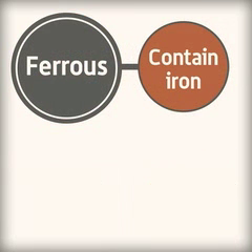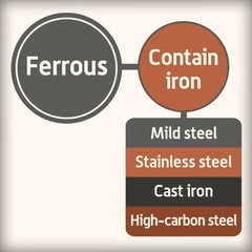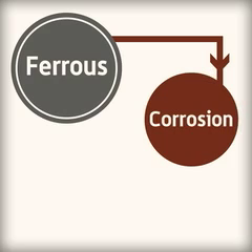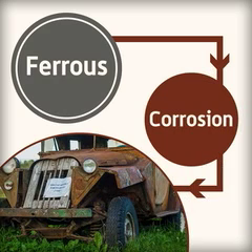Ferrous metals contain iron, and they include mild steel, stainless steel, cast iron, and high carbon steel. Steel is created by mixing iron with a small amount of carbon. The amount of carbon used determines the steel's strength. Ferrous metals are also prone to corrosion in the form of rusting.